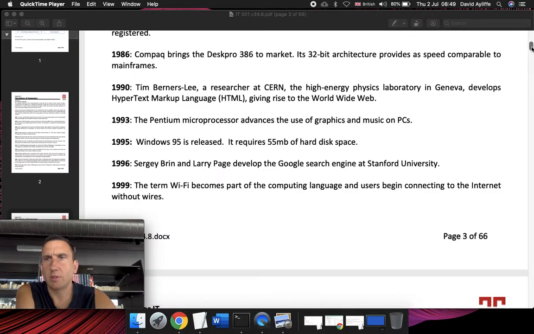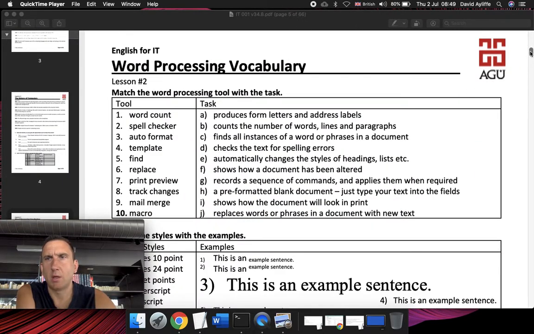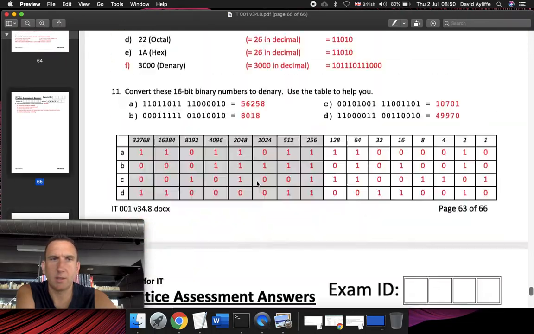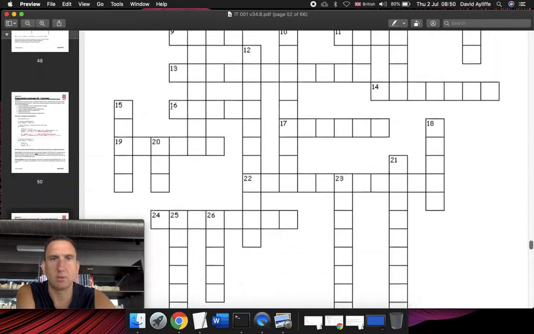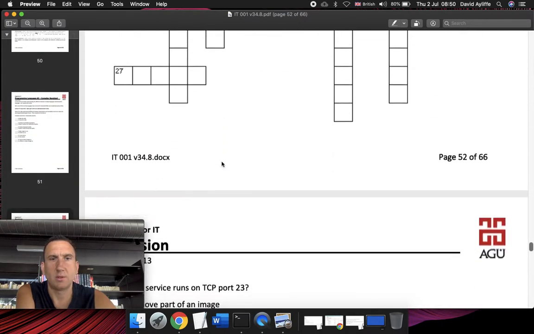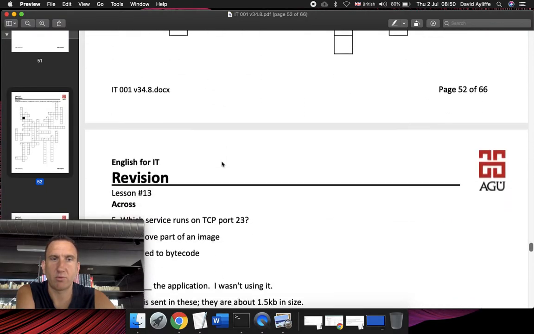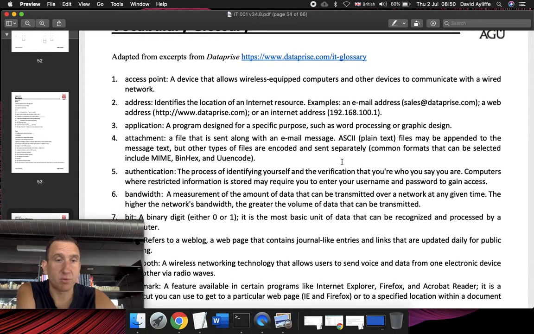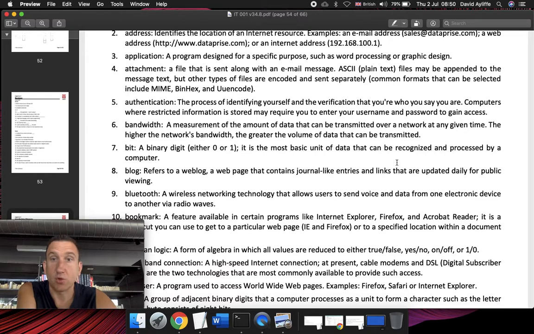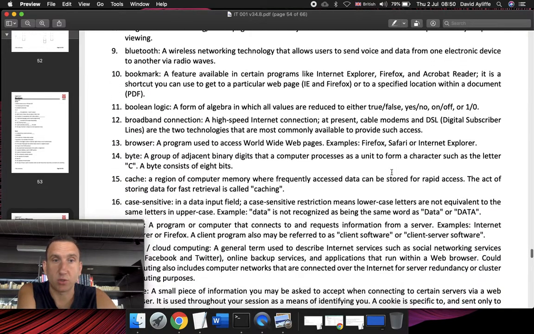To go through the booklet, towards the back, if we go from the back up: this is lesson 12, then lesson 13, which finishes with a revision crossword. Then at the back of the booklet, we've got a vocab glossary, with a lot of useful and interesting vocab that you should be familiar with receptively, even if you can't use it in production.